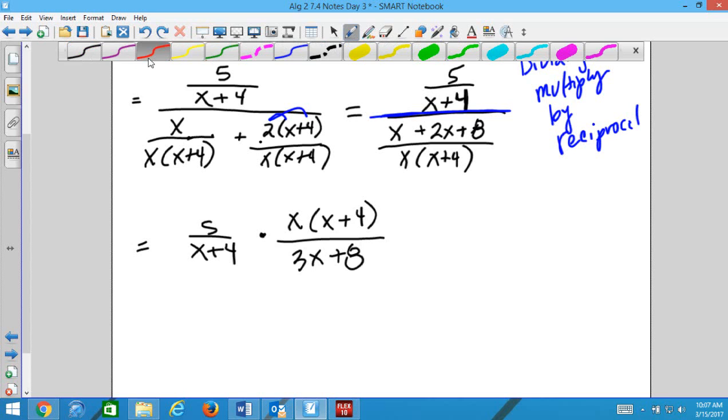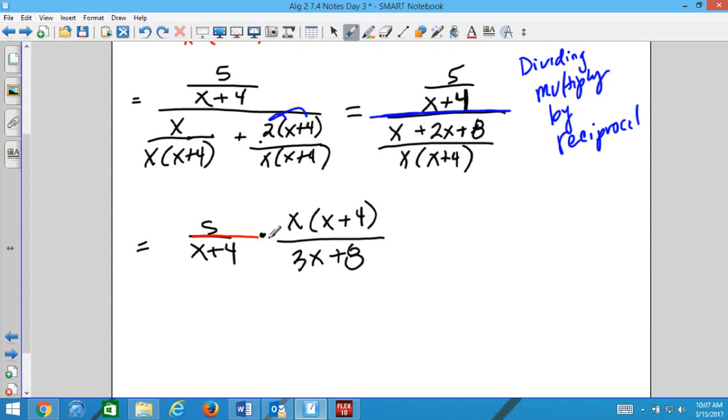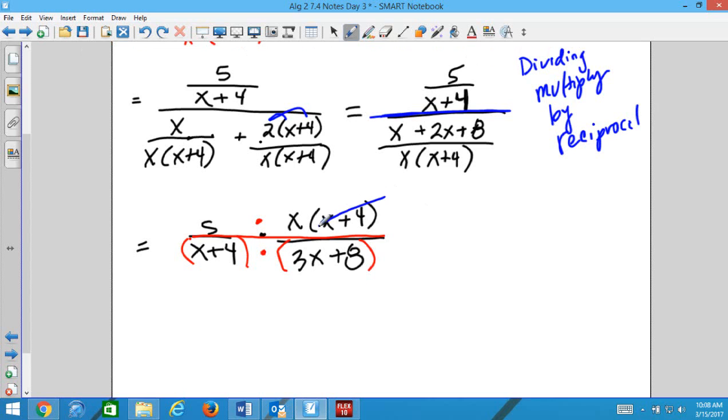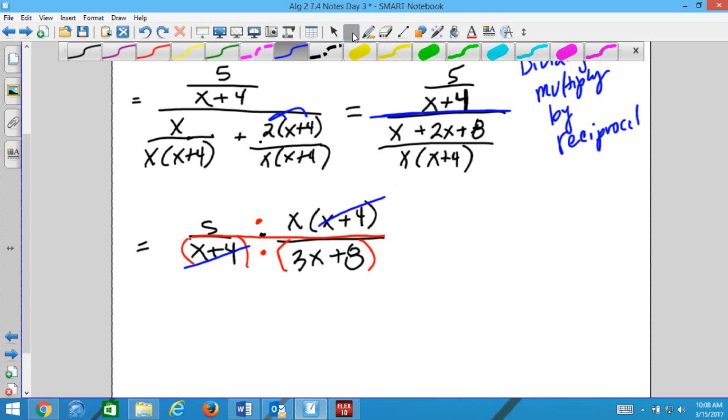When I multiply, now we've done this before too. We did this last week. When you multiply straight across, if something is in the denominator like x plus 4, there are understood parentheses there. There are understood parentheses with the 3x plus 8. So we multiply straight across, and then after you multiply, is there anything that we can cancel out? x plus 4, and that's what? So it's 5x over 3x plus 8.